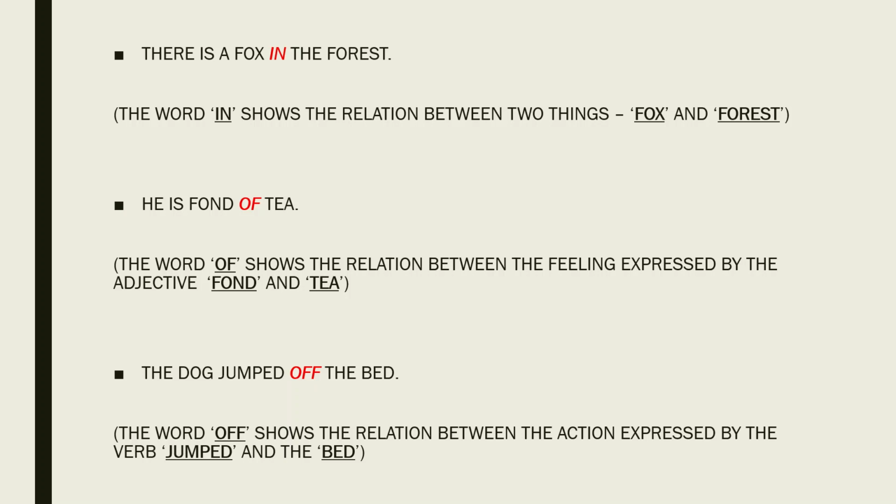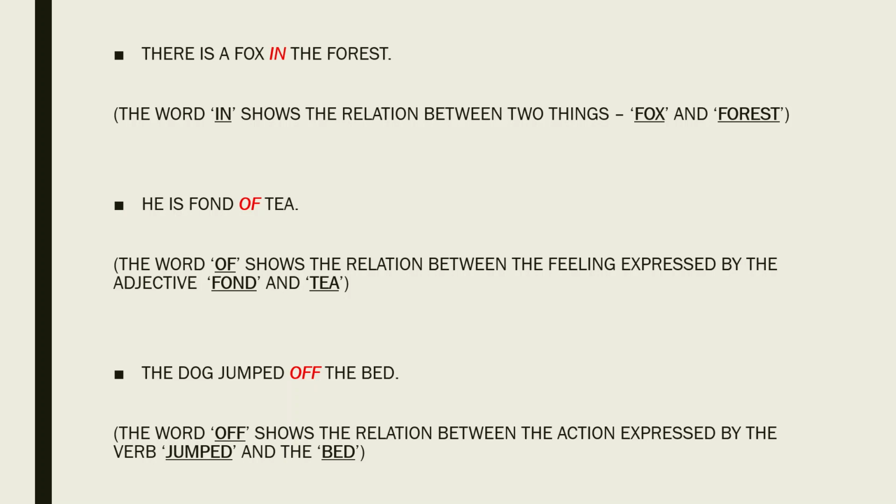Now, in the next example, he is fond of tea. Here, we have the adjective fond. All right? That is a feeling, a describing word. And what does he like? He likes tea. So he is fond of tea. So of here is the preposition that joins the adjective fond to the object tea.